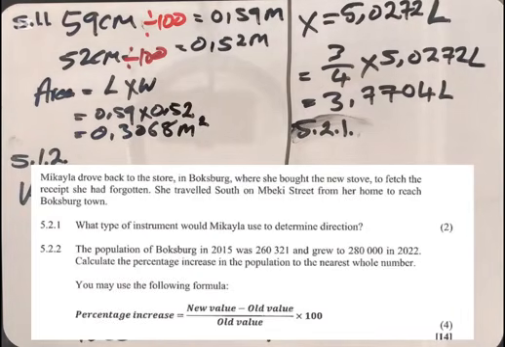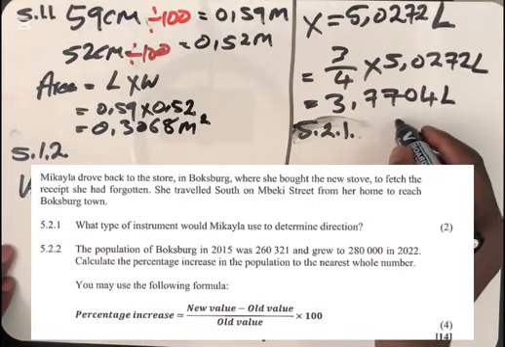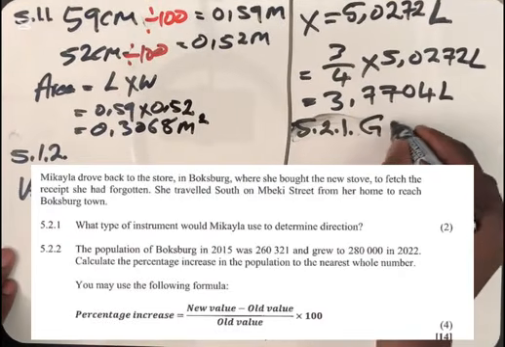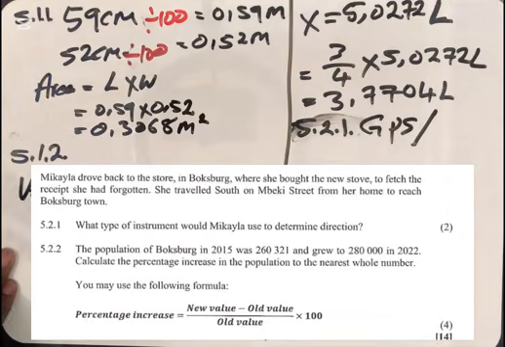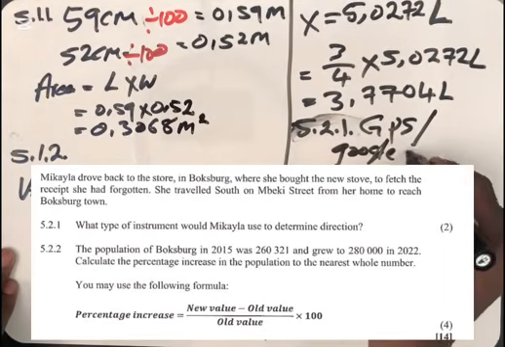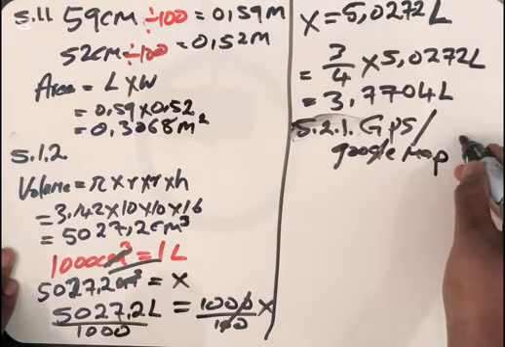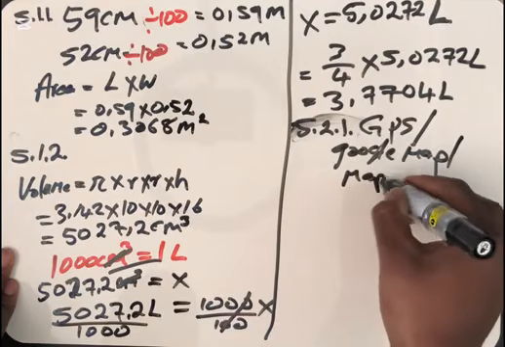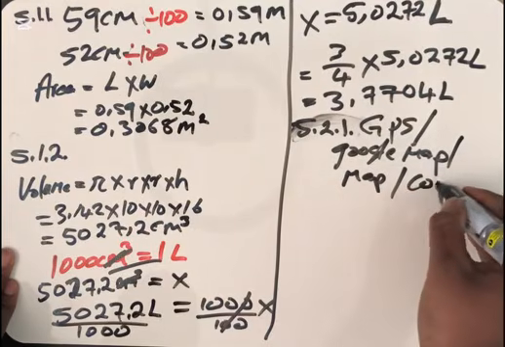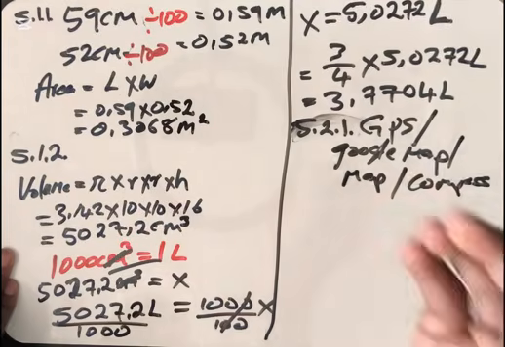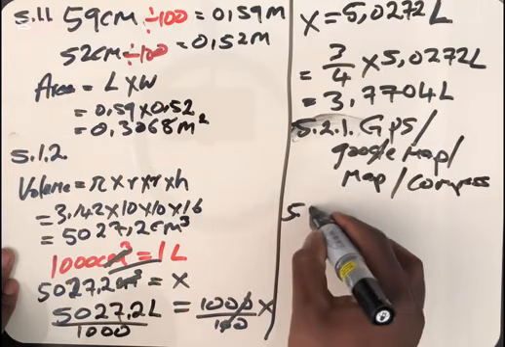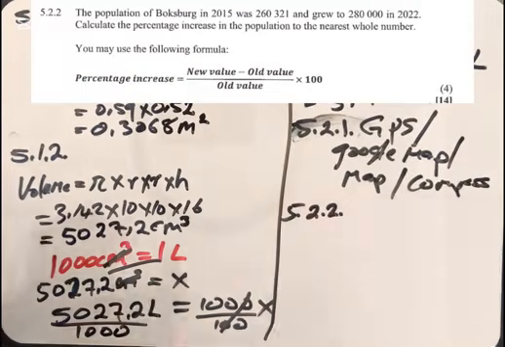There are many things that you can use. GPS. She can use GPS to get the direction. She can use Google Map. This is what you're supposed to have written there. You can use the map itself. You can use the compass. Or many other things which you can think of that will assist a person not to get lost.